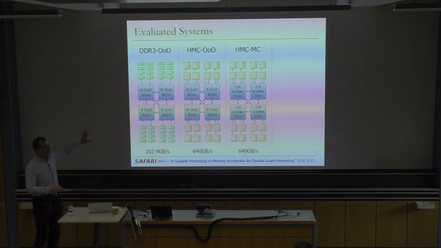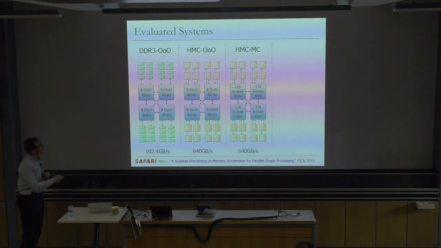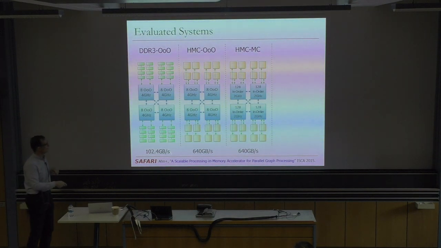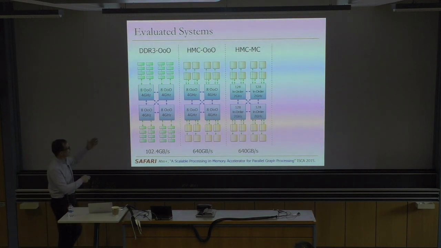So let's take a look at the results over here. At the time, the research was done in 2013 or so. It was published in 2015. But at the time, we had these sort of systems. This is a DDR-based system. That's the most common system. These 32 out-of-order cores have about 100 gigabytes per second bandwidth available to them, which is not a lot, really. And that's why we're bandwidth bottlenecked.